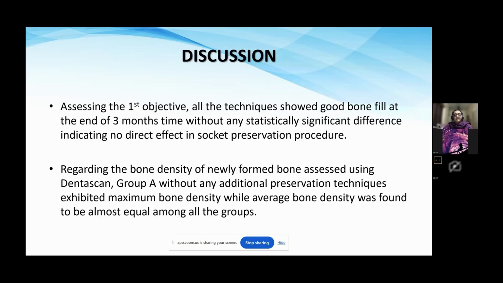Coming to the discussion, assessing the first objective, all techniques showed good bone fill at the end of 3 months' time without any statistically significant difference, indicating that there was no direct effect of the socket preservation procedure.